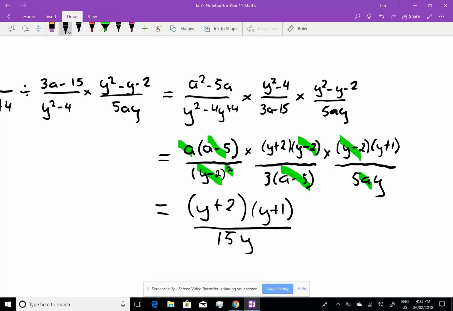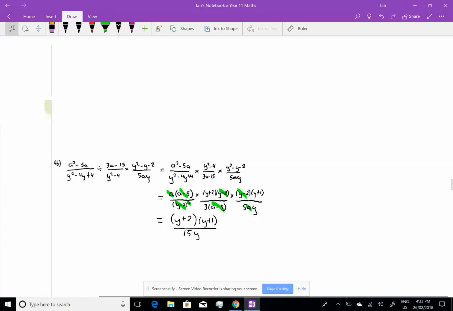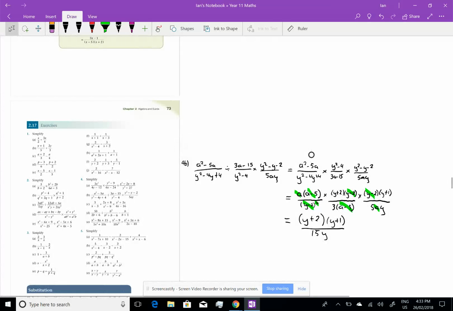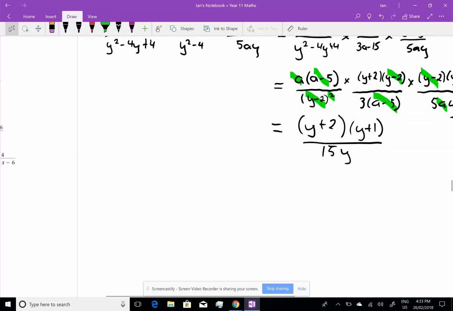Now I'm just going to get the answers to make sure I'm right. And we're doing exercise 2.17, question 4: y plus 2, y plus 1 over 15y. Beautiful.